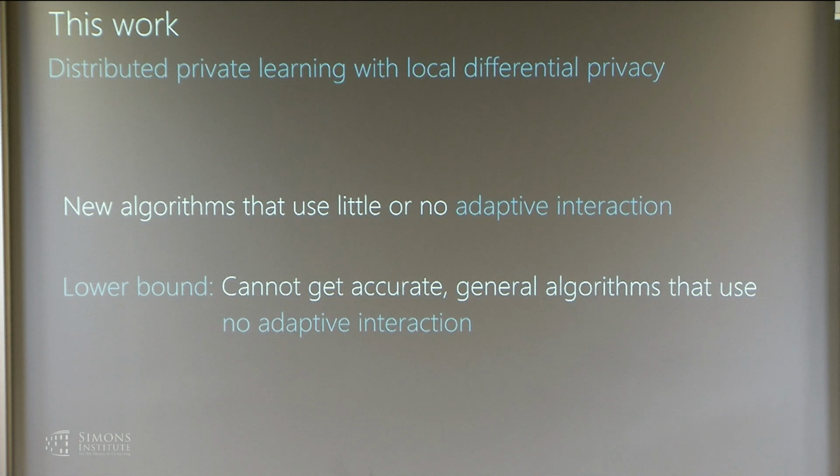The adaptivity lower bounds we have are not specific to local differential privacy. These are generic lower bounds for convex optimization. The question is, are there adaptivity lower bounds which are specific to local differential privacy?